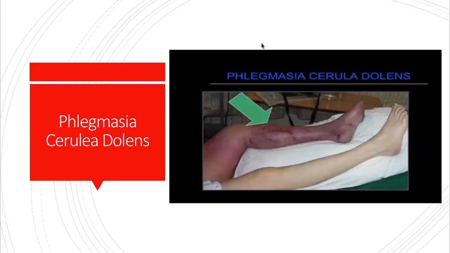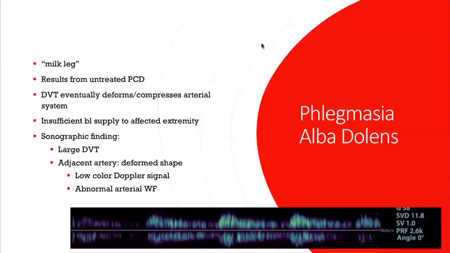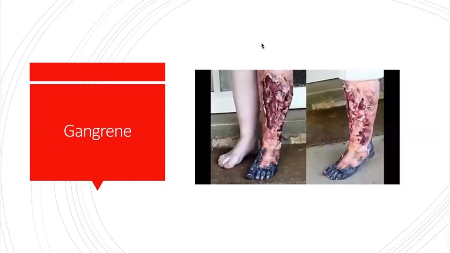Maybe they don't have health insurance, maybe they're afraid to seek medical advice for whatever different reasons. But if it is left untreated, it could turn into gangrene, something called phlegmasia albidolens, which we're going to talk about in a few moments, or a limb amputation or death. So let me show you what gangrene looks like. Gangrene is like the worst of the worst, guys.